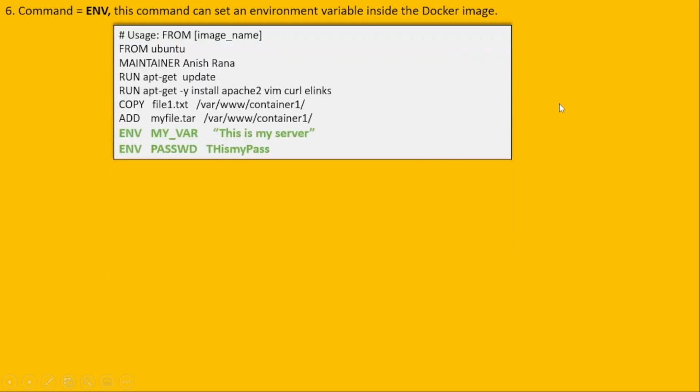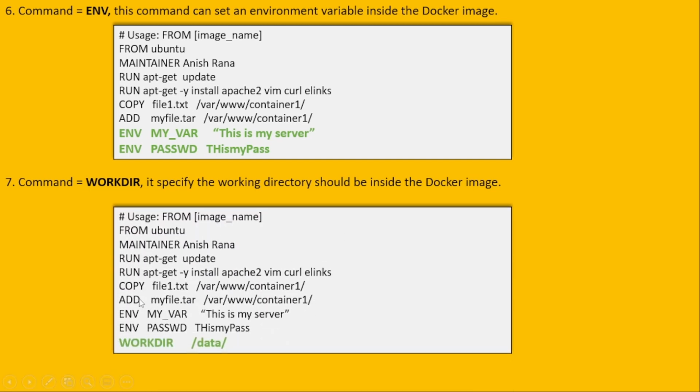ENV, if we want to set an environment variable, we can use ENV. So password is equal to this is my pass. The seventh command is WORKDIR. Whenever you log in to the container, you will always go to one directory. If you want that, you can use WORKDIR slash data. So whenever you are logging into the container, you will always go inside slash data. If you do not set this command, you will go to the root prompt.